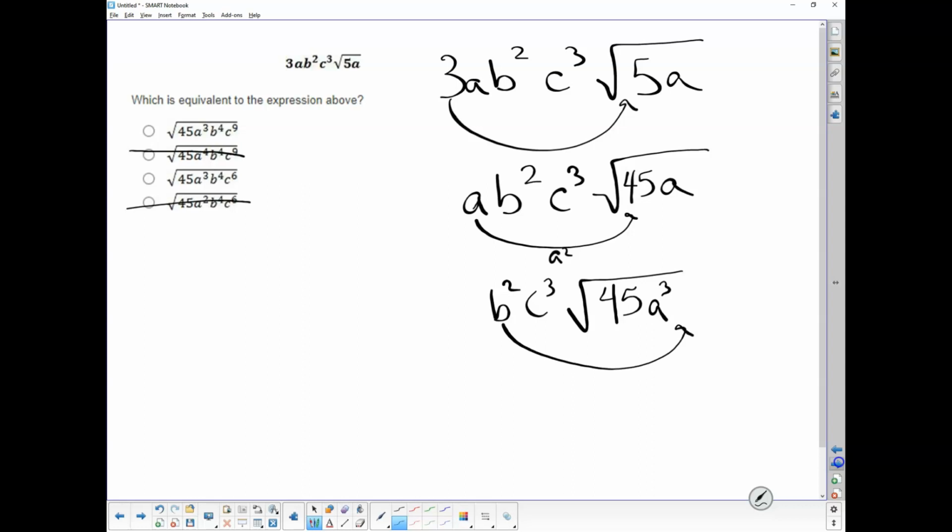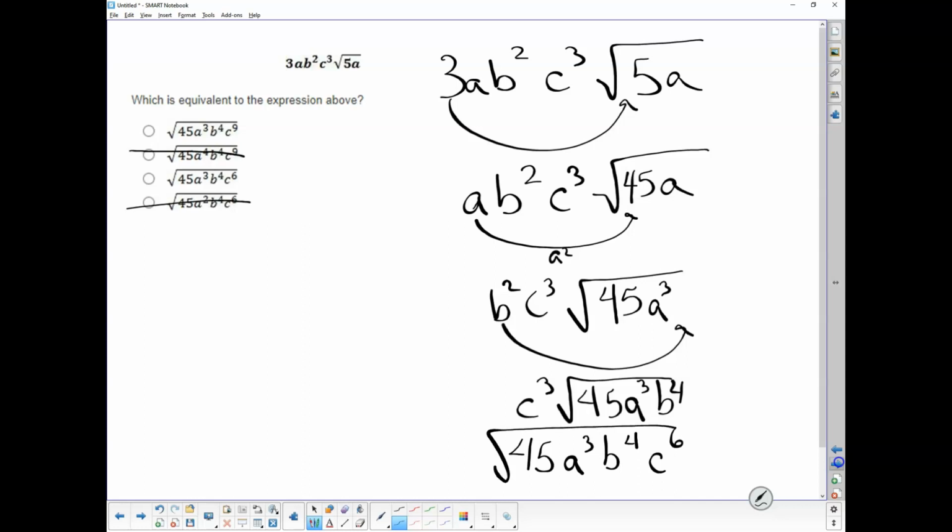So now I need to move the b squared back into the square root. So that has to become a b to the 4th. So I'm left with c cubed, 45, a cubed, b to the 4th. And they both have b to the 4th, so we're waiting on our last term, our c cubed. So to move that inside, it becomes a c to the 6th power. Okay? So that's 45, a cubed, b to the 4th, c to the 6th power. All of that's square root. Okay? So then we're able to select the correct answer.